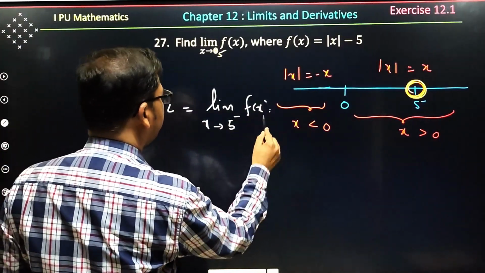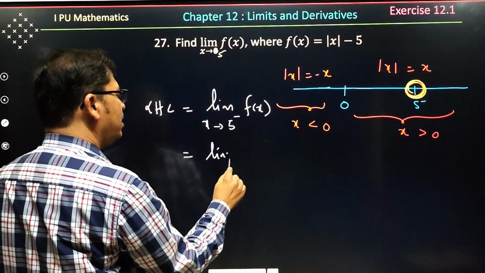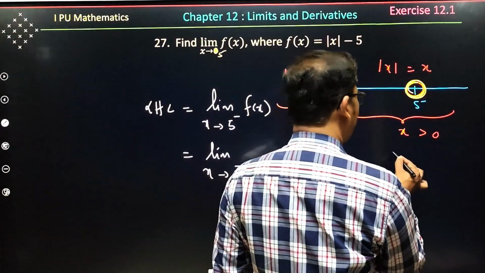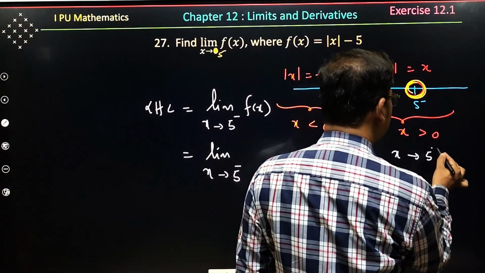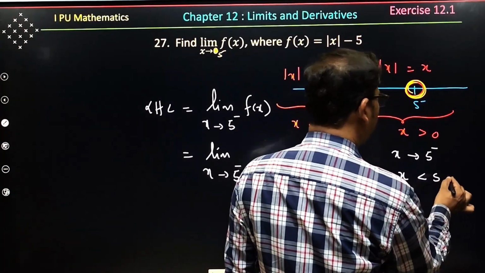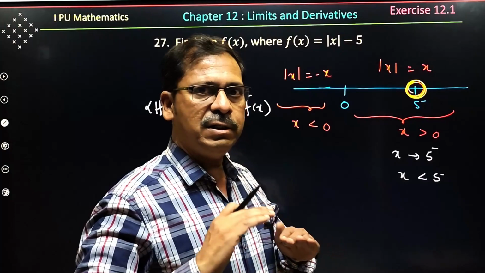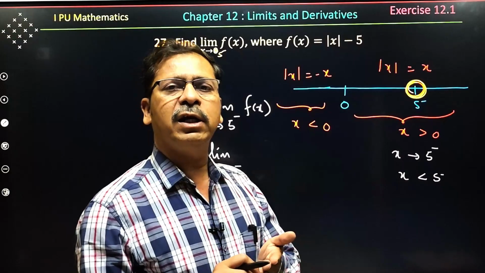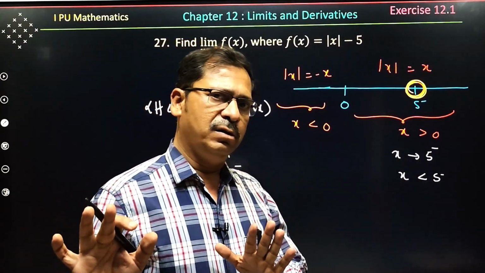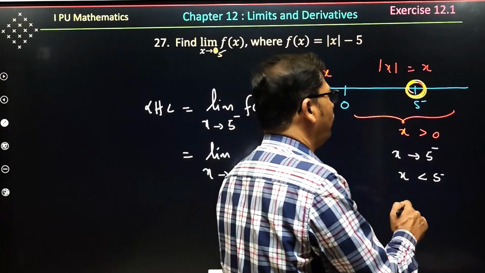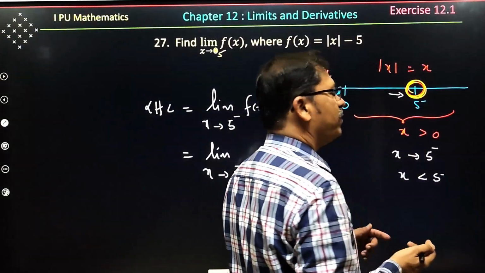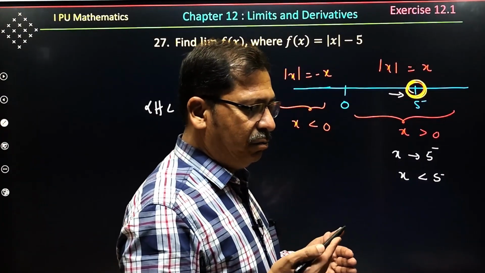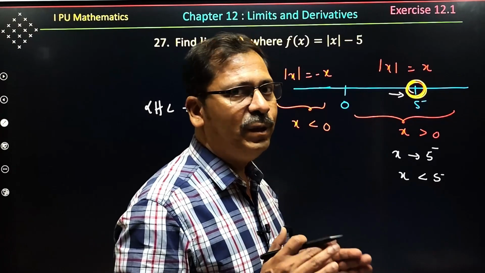Minus fx. Please concentrate, very easy and interesting to understand. Limit x tends to 5 minus. Try to understand my explanation here. X tends to 5 minus means x is less than 5, something like 4.99999. It is less than 5 here. When x is less than 5, it means it is greater than 0 only, not less than 0.